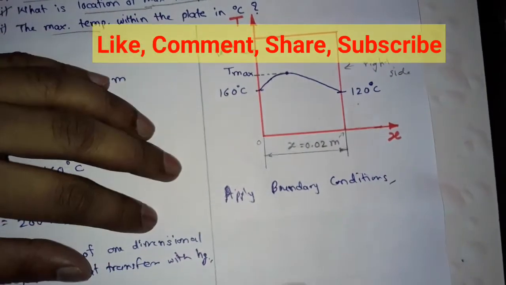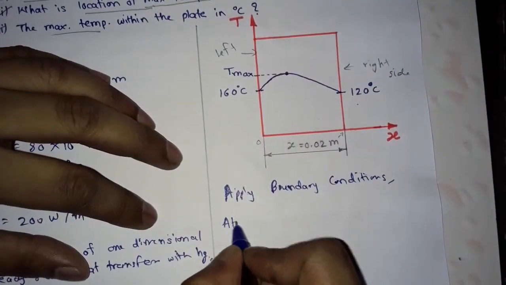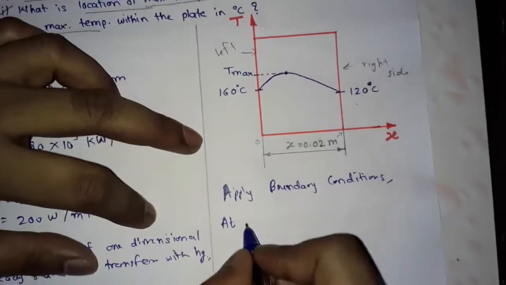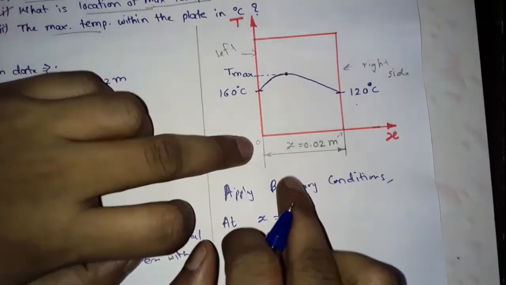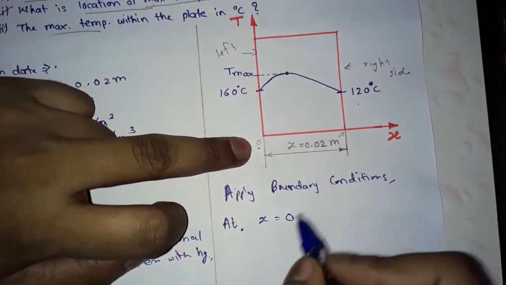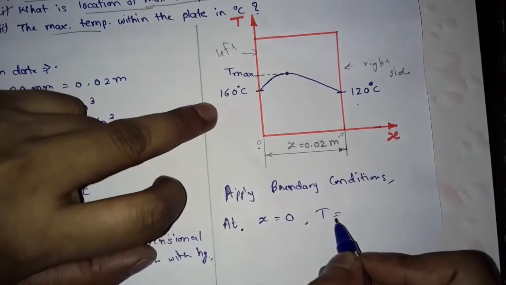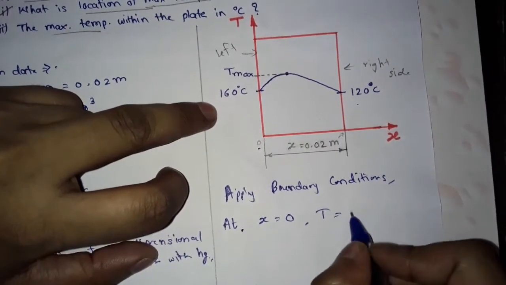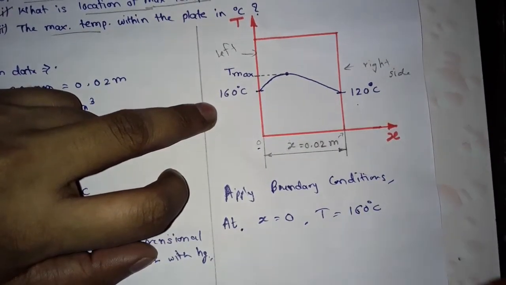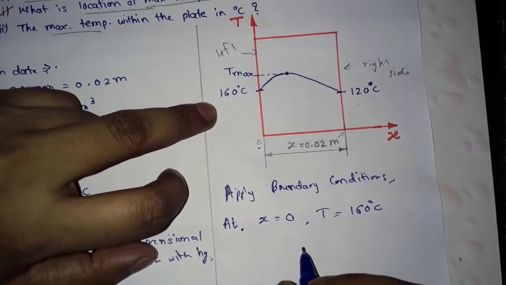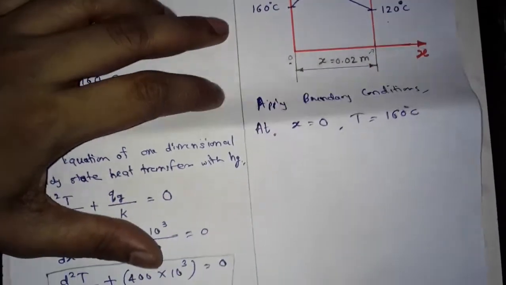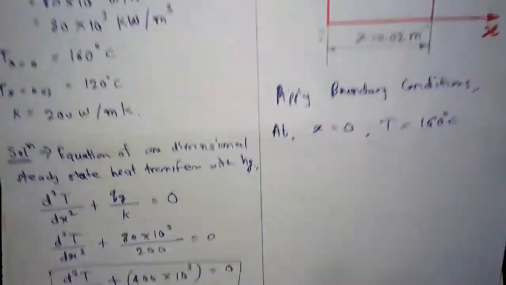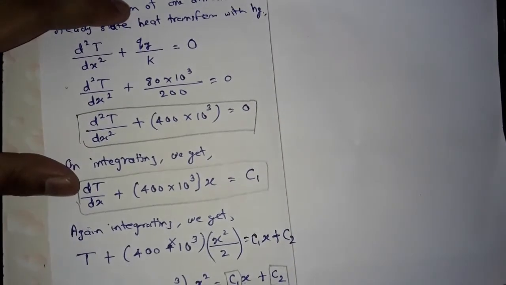So here, friends, we have two conditions. Here x is equal to 0, that is this one. Here we have T is equal to 160 degrees Celsius. So friends, now let's put the values in this equation, as you can see here.